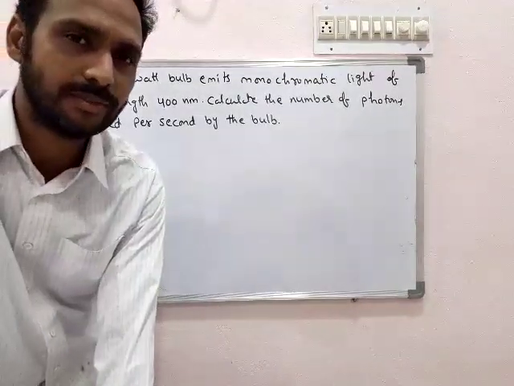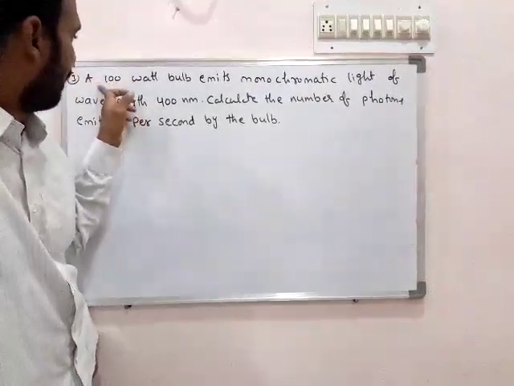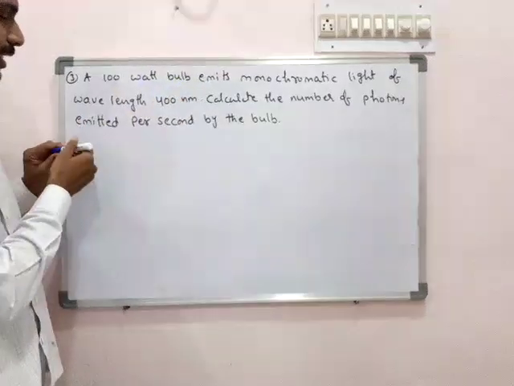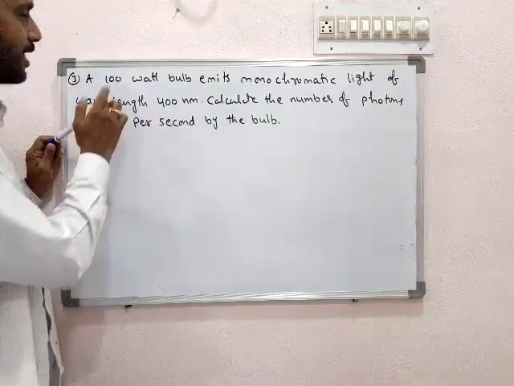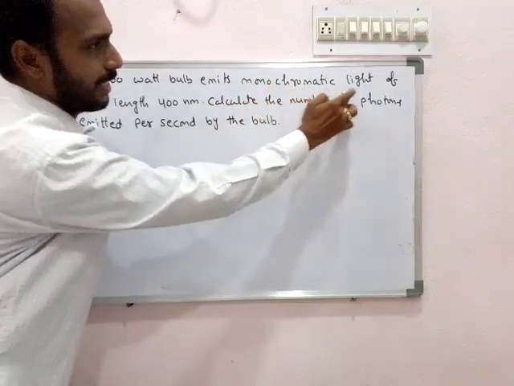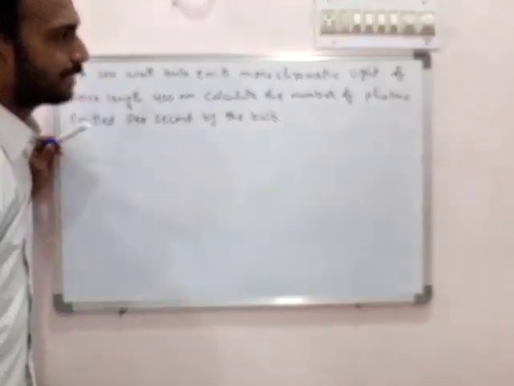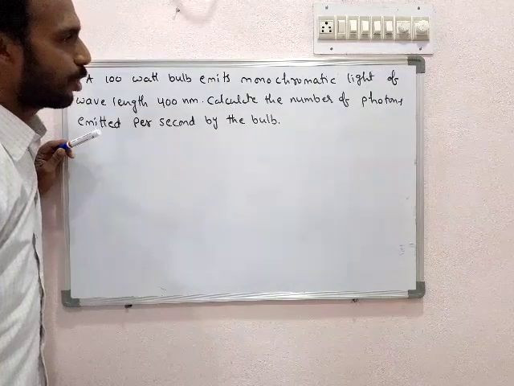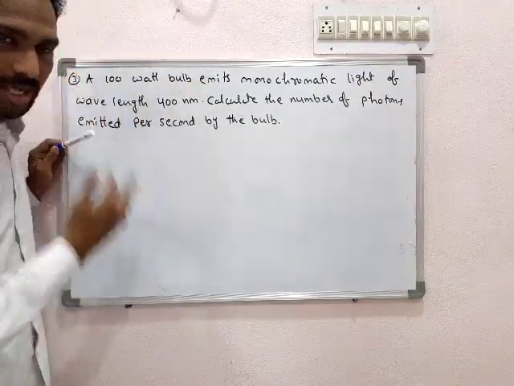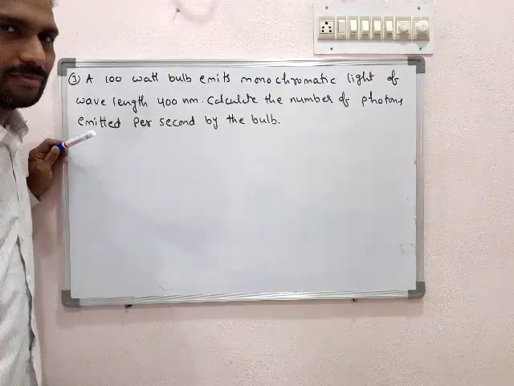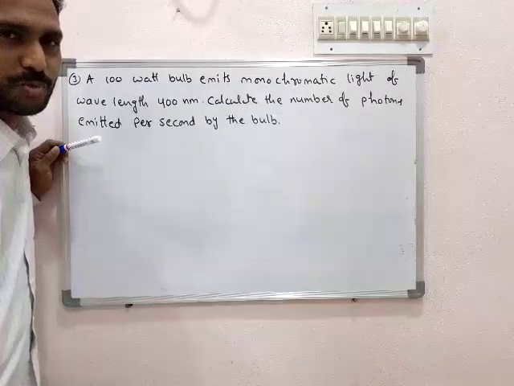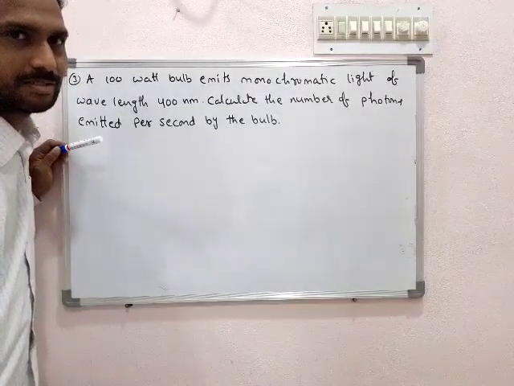Okay, see the third one. A 100-watt bulb. Here the power is given as 100 watts. The bulb emits a monochromatic light. Monochromatic light means generally light obtained from a normal bulb. Just a few years ago we used bulbs in place of tubes and in place of LEDs.